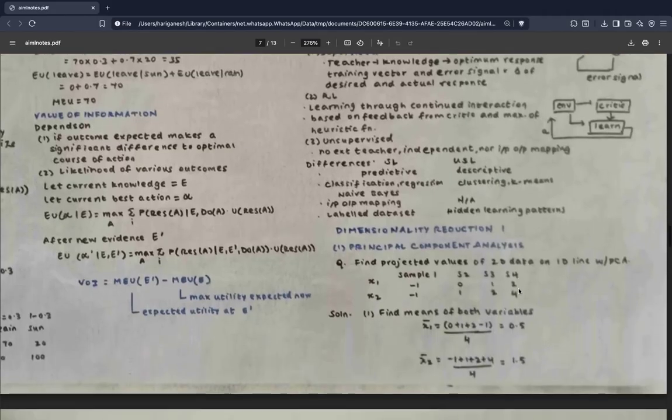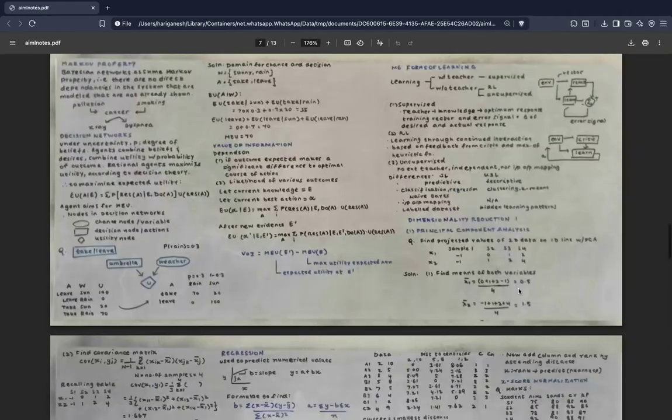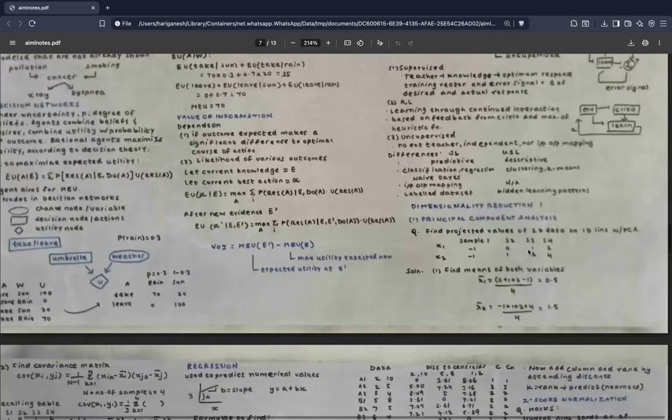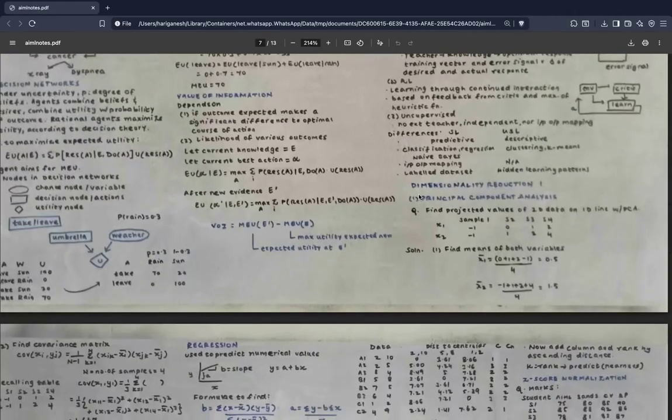So most of your questions from this module will come from dimensionality reduction, and there are a few ways to do that. The first is principal component analysis, arguably the longest of them all. You will be given two sets of values, and we'll just learn this through an example. Let's say there are four samples and x1 and x2.